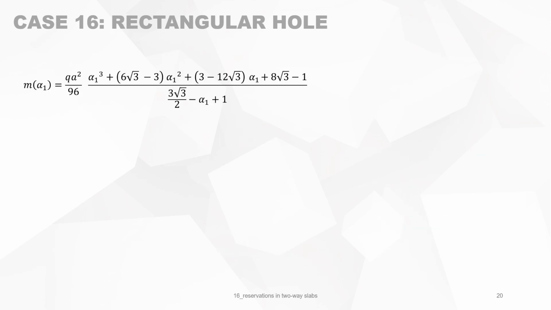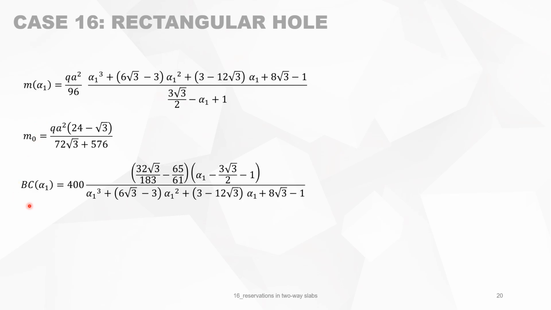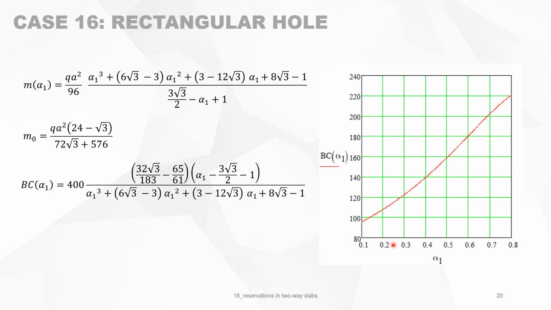We can now fill in the different parameters for this case on the study. And here the maximum bending moment is only a function of the width of the reservation. You can calculate the maximum bending moment without reservation, and from that we can calculate the bearing capacity, which is 100 times m0 divided by m, which is this formula.